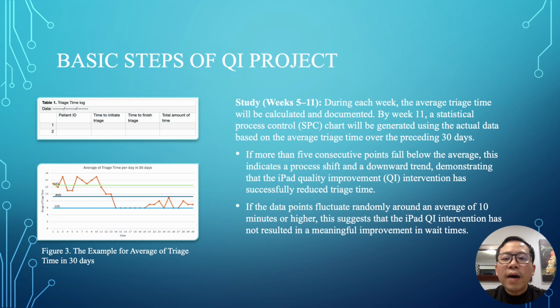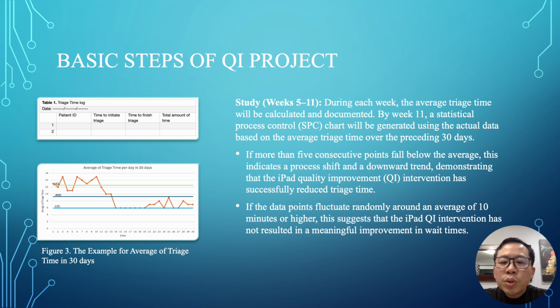The study phase runs from week 5 to 11, at the same time as the do step. During each week, the average triage time will be calculated and documented. By week 11, the SPC chart will be generated using the actual data based on the average triage time over 30 days. If more than 5 consecutive points fall below the average, this indicates a process shift and downward trend, demonstrating that the iPad quality improvement intervention has successfully reduced triage time.